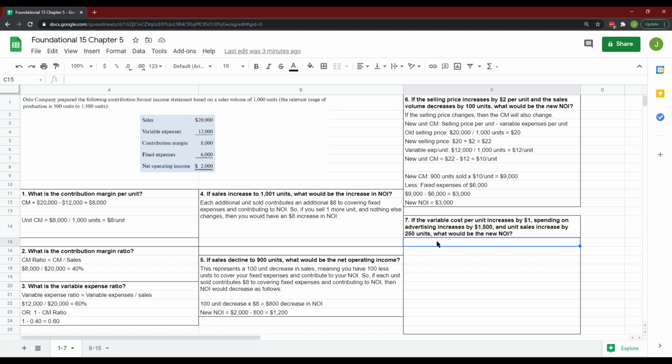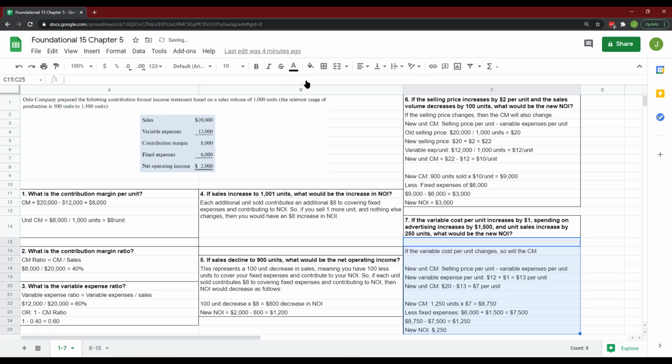So we have a new variable cost per unit of 13, new fixed costs of $7,500, and a unit sales increase of 250 units. So that would mean our sales would go from 1,000 to 1,250. Now, that's the hope, right? If you're spending more on advertising and spending a little bit more on higher quality materials, the impact of that would be an increase in sales. So now let's see, however, if this 250 unit bump in sales is enough to compensate for not only the increased fixed expenses, but also the increase in variable expenses per unit. So we want to look at the overall bottom line impact.